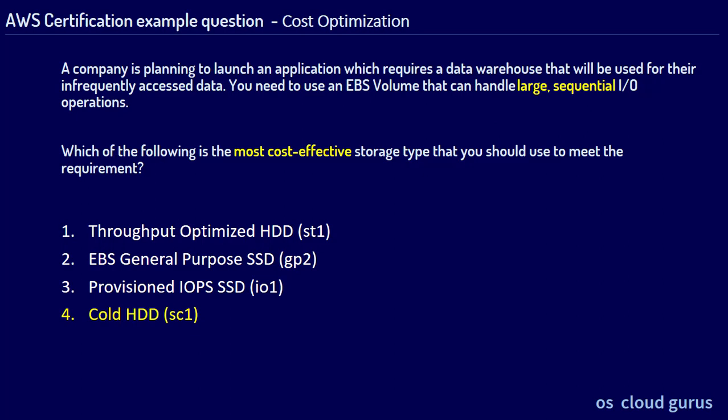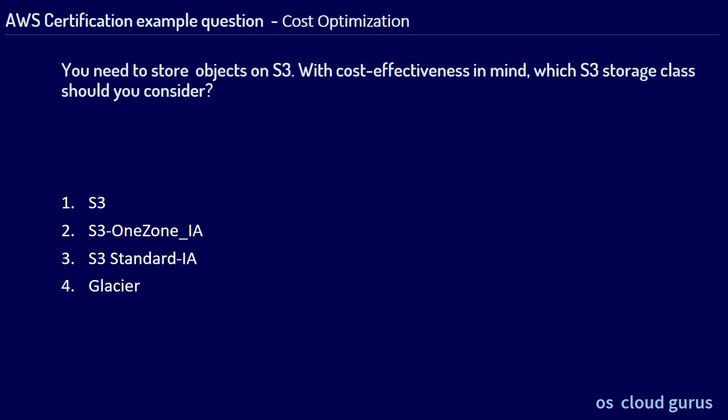But it's not usable for all use cases, but you find here large and sequential I/O operations. And if you read the description for the storage classes, then you will find Cold HDD is a good match for this use case. Again, important to see, of course, the most cost-effective storage and the technical description on large sequential I/O operations.